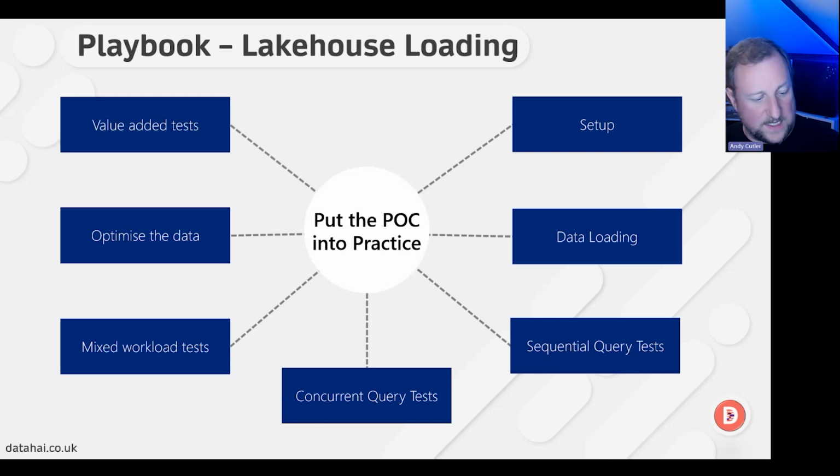And then the value added tests. So, for example, accessing the Fabric UI. How do people run workloads? Can they connect with client tools? So it's these other things that surround the core processes that you're doing.